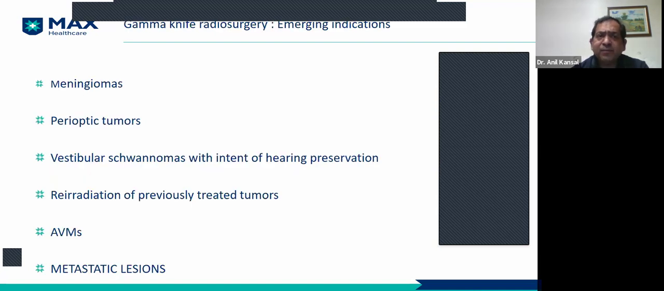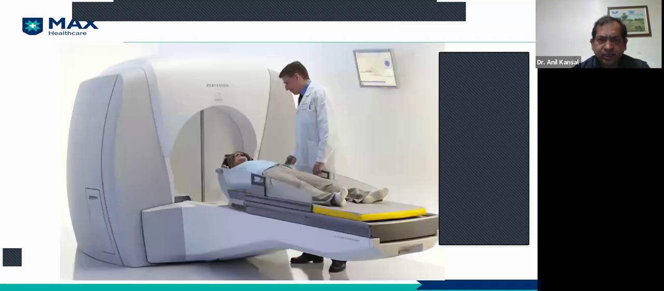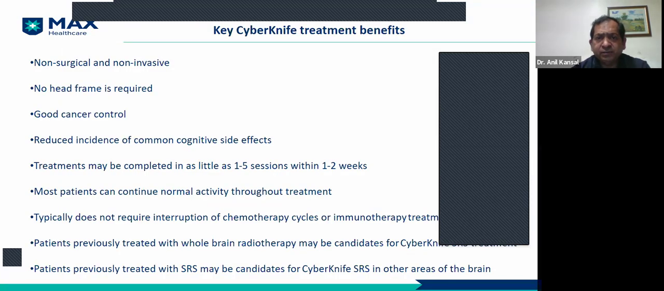And next is gamma knife for radiosurgery. These are the small meningiomas, perioptic tumors, vestibular schwannomas, small and previously residual tumors, AVM, metastatic lesions. We can do it by single or maybe multiple sittings. We can give a high dose of radiation, and we can control or decrease these tumors. This is the representation of the gamma knife.